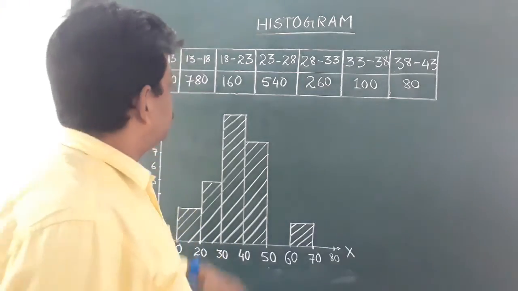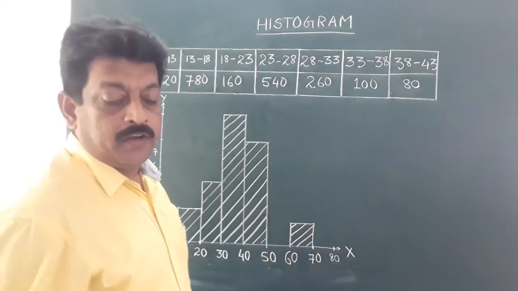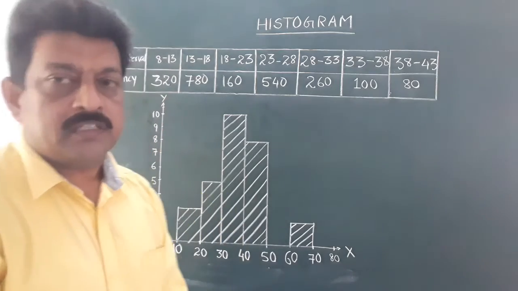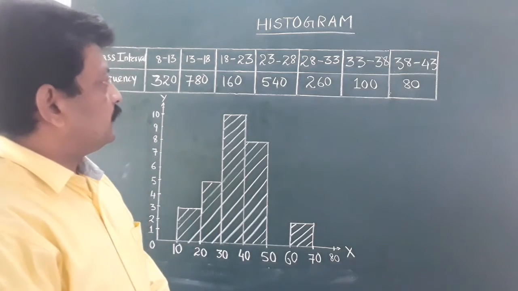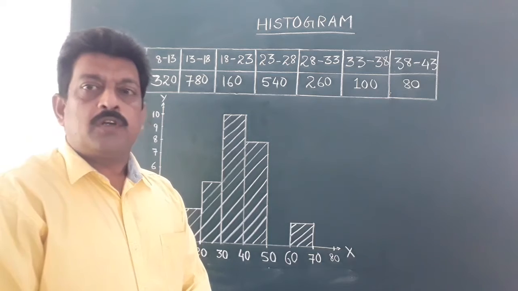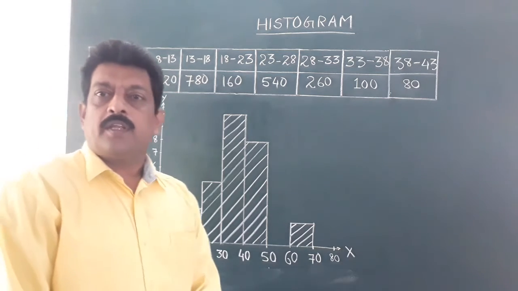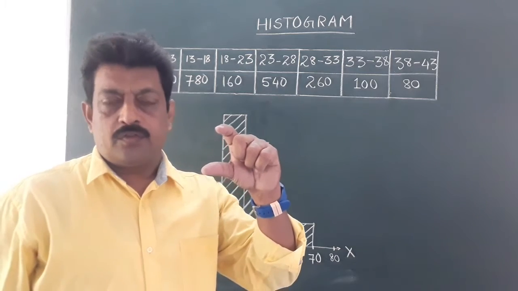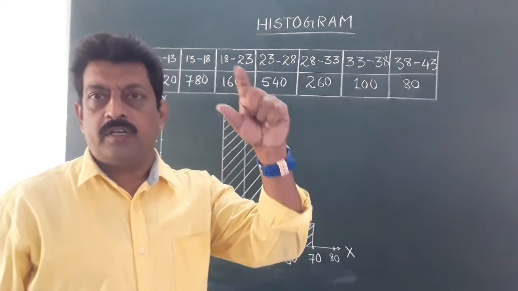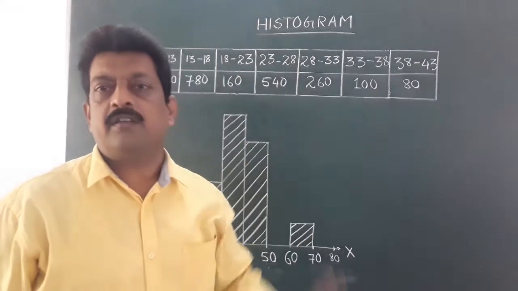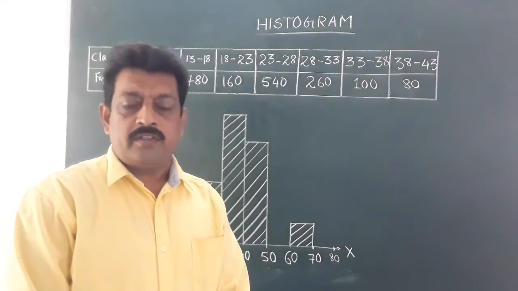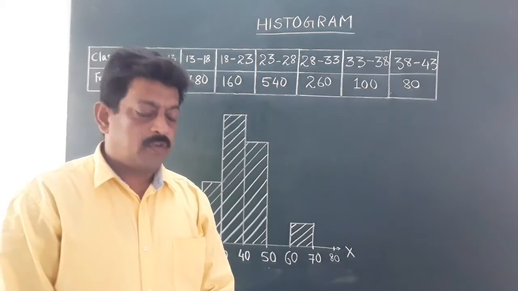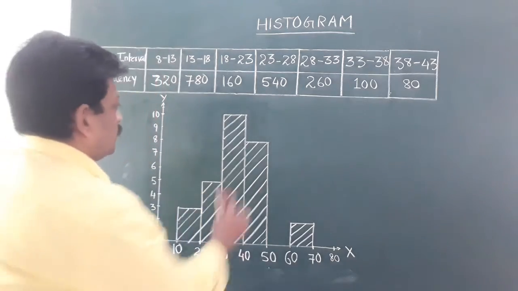So the highest frequency is 780. Naturally, we cannot take a smaller scale. We have to take the scale larger. Like we can take one small division as 10 units. Then in the graph paper, 10 small divisions will become 100. So you have to mark 100, 200, 300, 400, 500, 600, 700 and 800. Up to 800 is enough because the maximum frequency is 780. Okay, so let me erase this one.